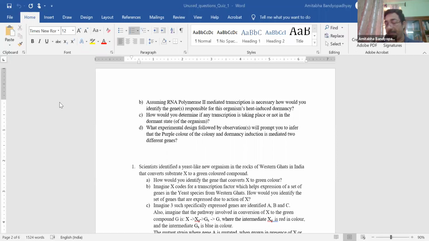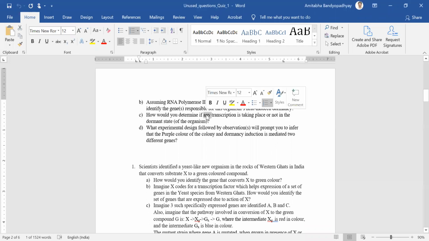How would you do it? Sir, we can do an RT-PCR against any housekeeping gene that is known. So that will not distinguish between transcription that is happening now versus RNA that is remnant. Do you understand what I am saying? Yes, sir.